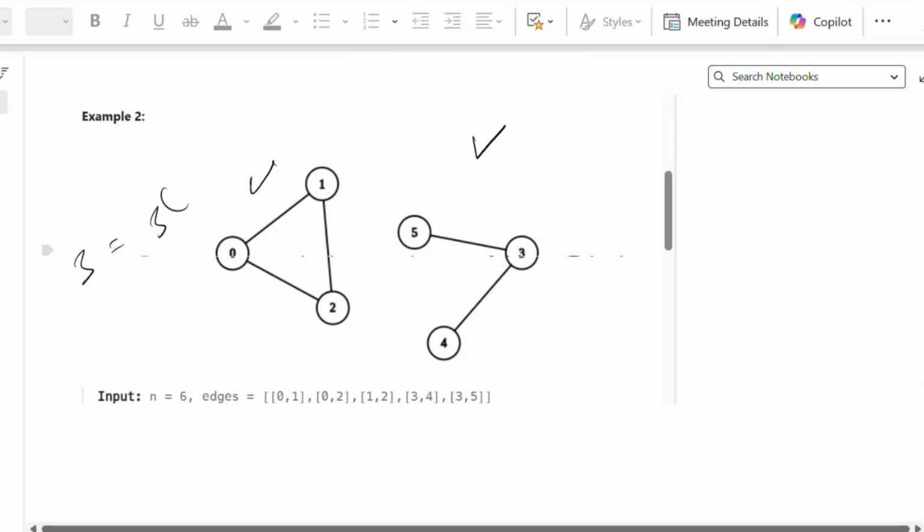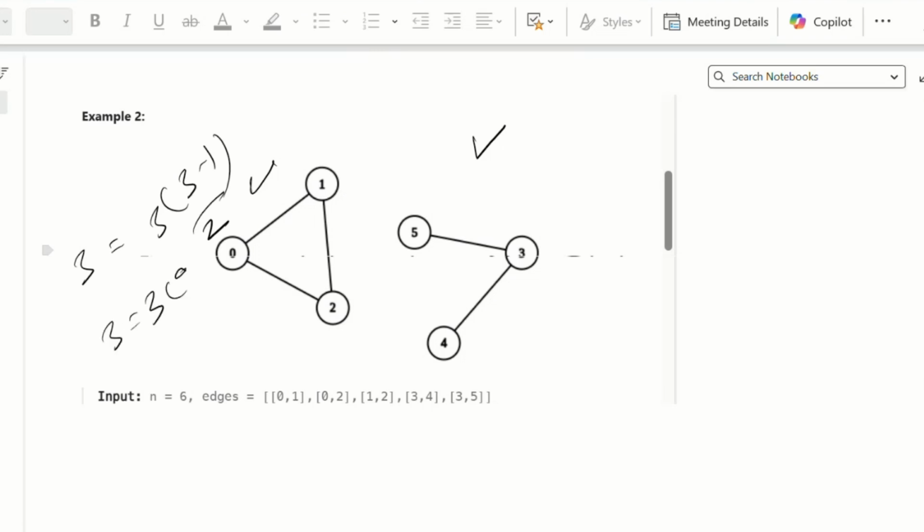Nodes are 3, so 3 into 3 minus 1 divided by 2 equals 3 into 2 divided by 2. The 2 cancels, so we get 3 equals 3. Yeah, this is a valid answer.